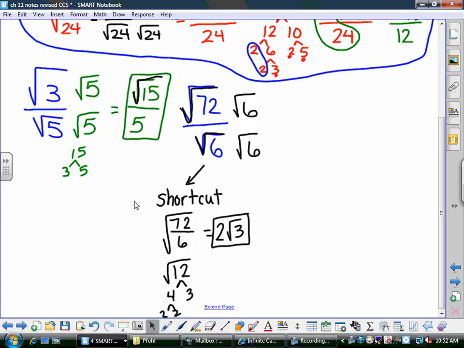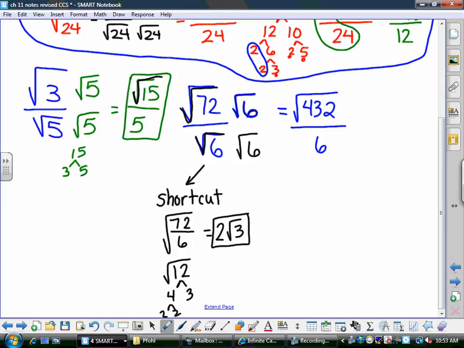It's going to work this other way too. We're just going to have bigger numbers. When I multiply by square root of 6 on the top, I end up with, I think, 432. And on the bottom, square root of 6 times square root of 6 is the square root of 36. And the square root of 36 is just 6.